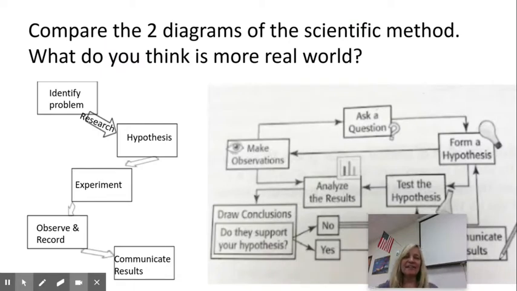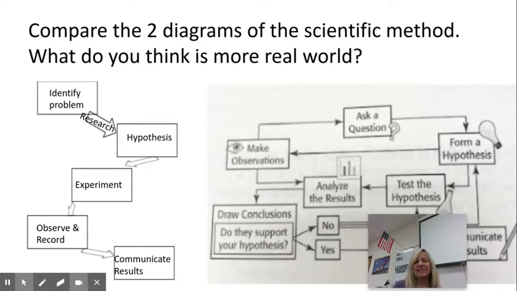All right, so we've got two diagrams, both of the scientific method. The one on the left is very cut and dry, and the one on the right kind of gets a little messy. It's all over the place, right? So which one do you think is more real world? If you said the one on the right, you are right.